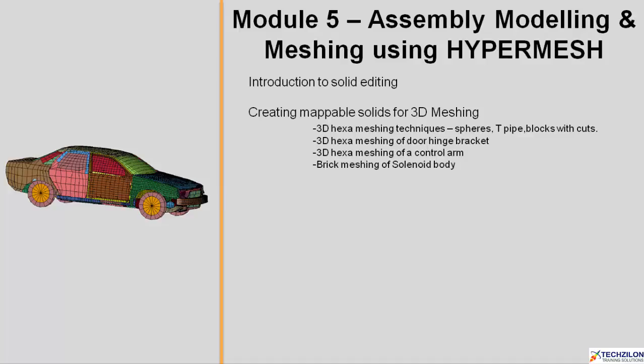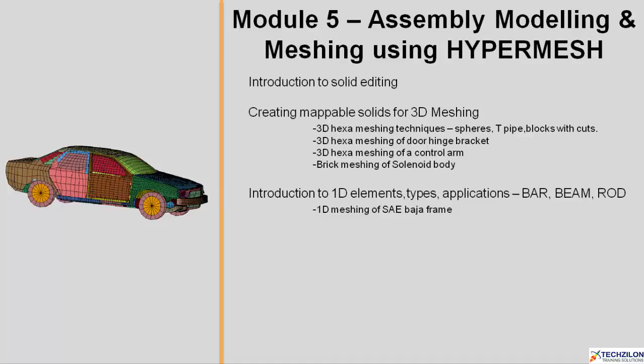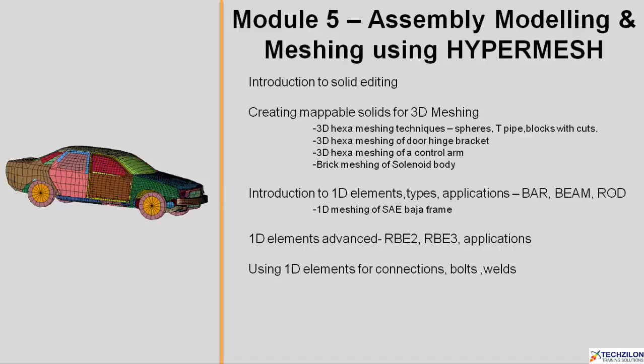You will then be introduced to 1D elements, types, applications, bar, beam, and rods. You will learn to mesh through 1D meshing of SAE Baja frame. We will later move on to 1D elements, advanced RBE2, RBE3, and its applications. You will then move on to using 1D elements for connections, bolts, and welds.